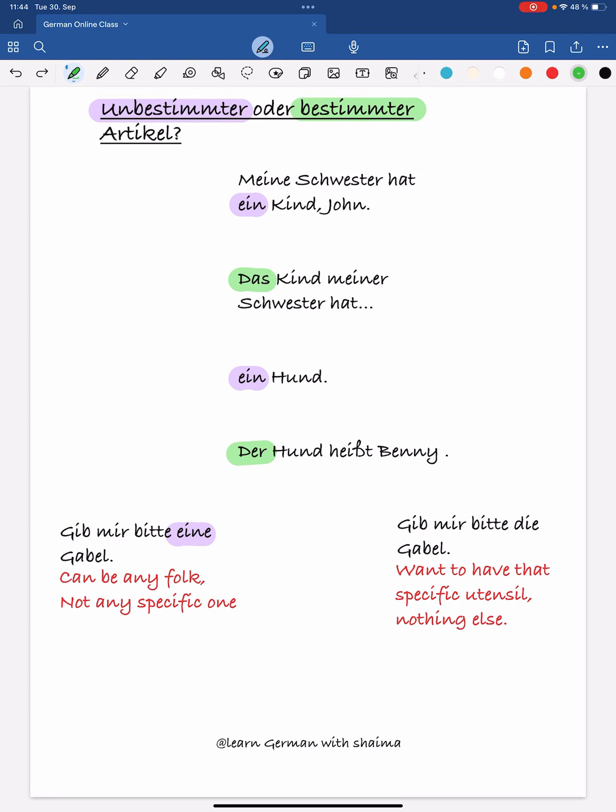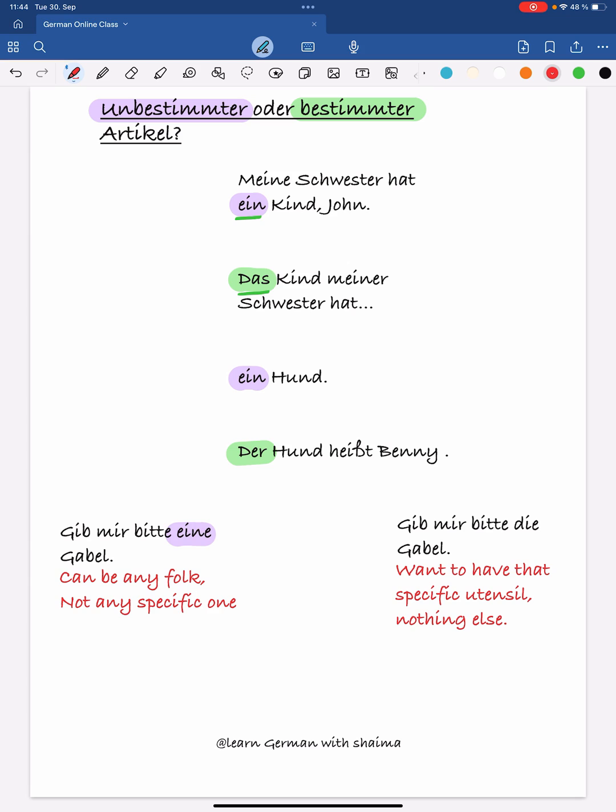Today we'll be learning about Unbestimmter Artikel and Bestimmter Artikel and when to use which. I have got a couple of sentences over here for you as an example, and you can see that I have either used the Unbestimmter Artikel or the Bestimmter Artikel. So how do we know which one is to be used in a particular sentence?